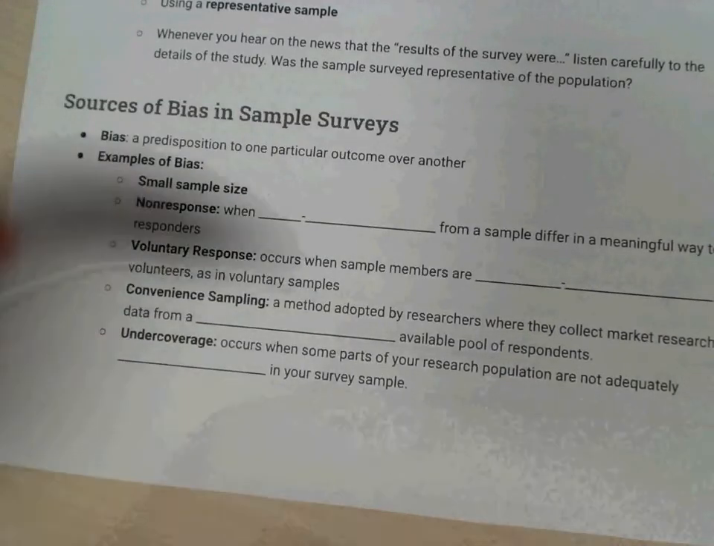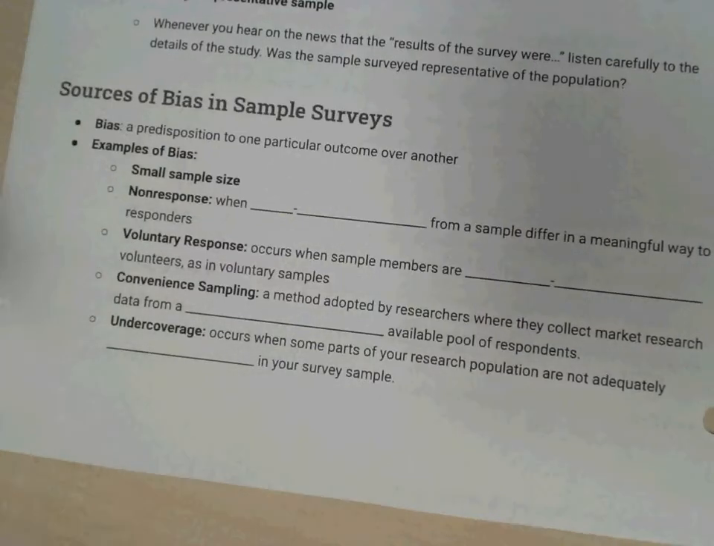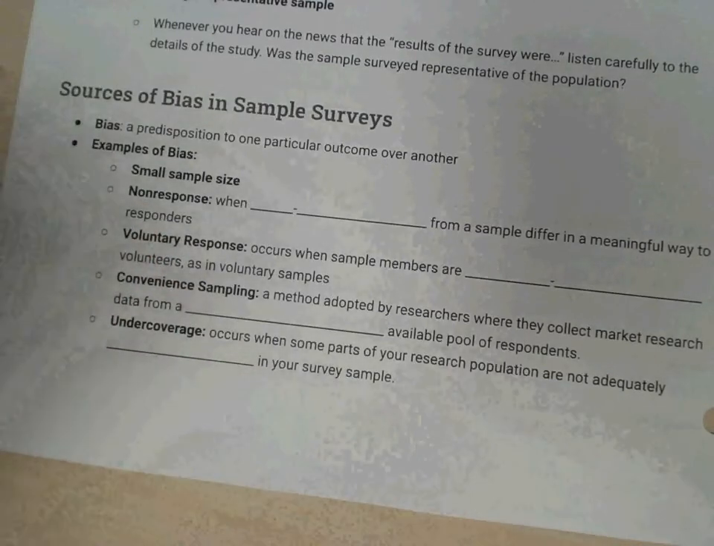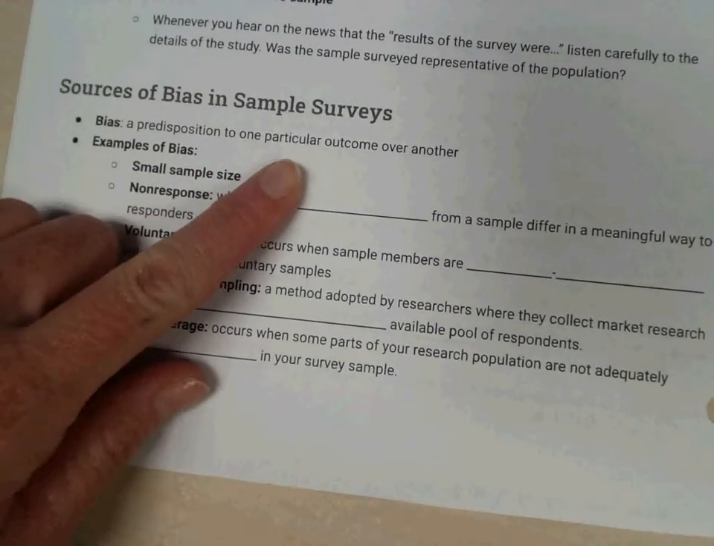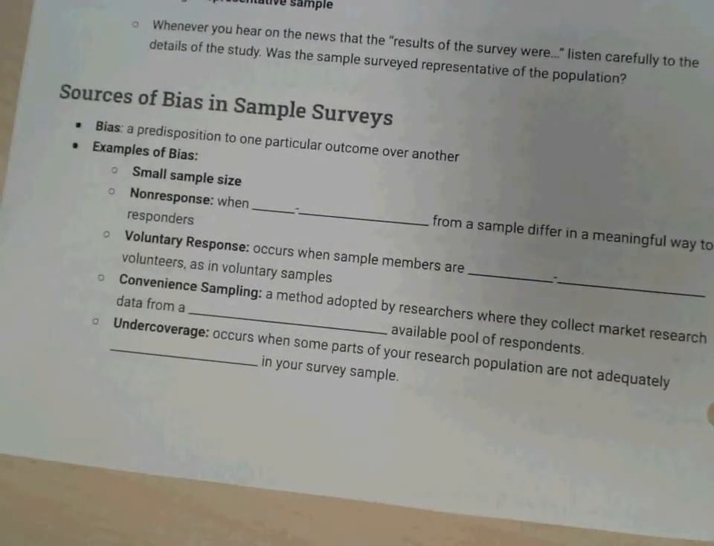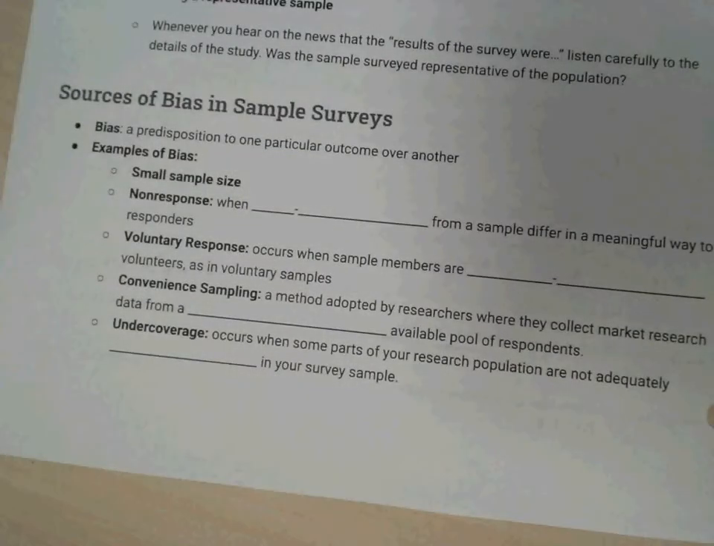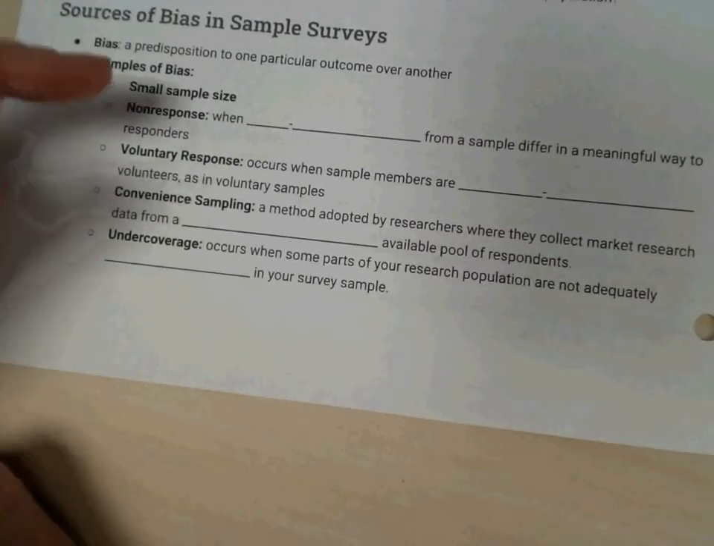All right, last section, sources of bias in sample surveys. Everyone has bias, right? We all are kind of born with some biases. We have different personalities. We have different experiences. And the definition of bias isn't bad. It just says a predisposition to one particular outcome over another. If I'm watching a Bengals game, I want the outcome to be a Bengals win every time.